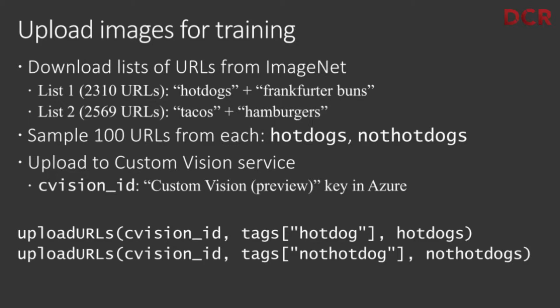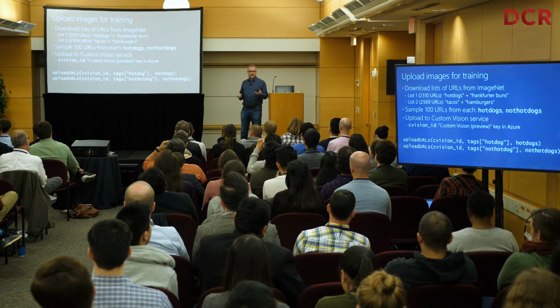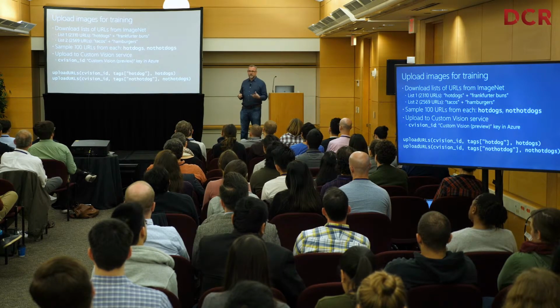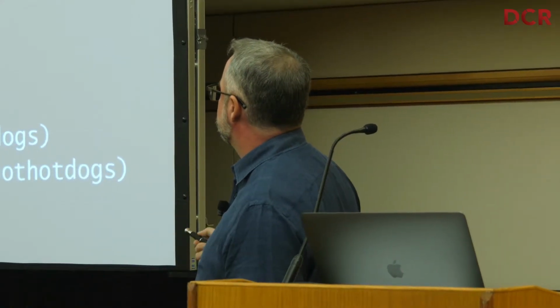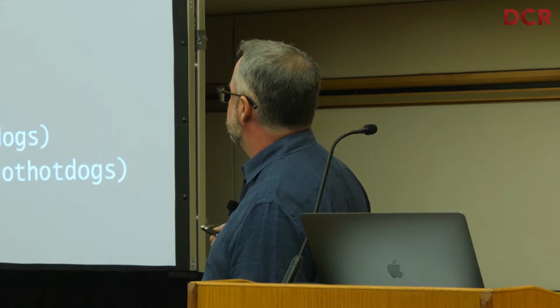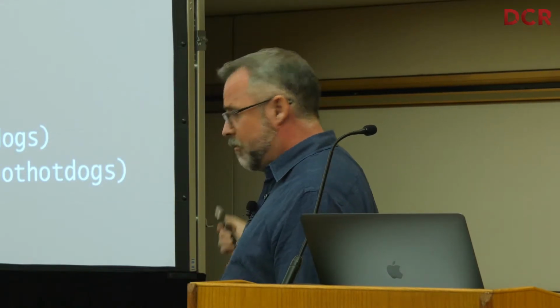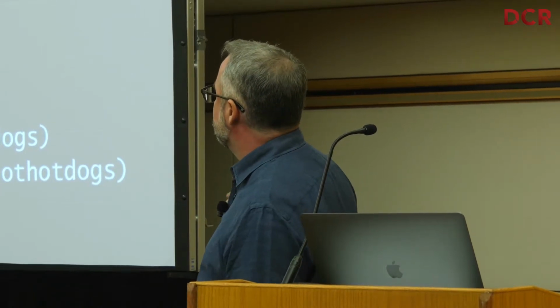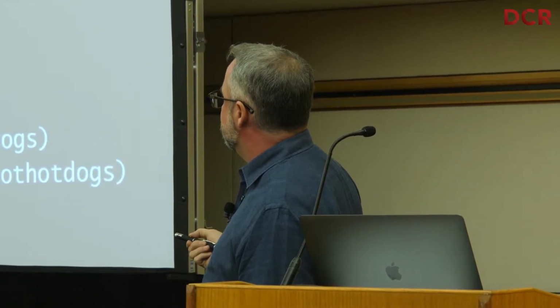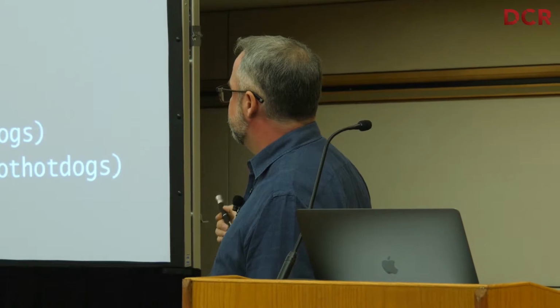Similarly, for my contrast set, things that look like hot dogs but are not actually hot dogs, I looked for tacos and hamburgers and got about 2,600 images for that, but I don't need that many. It turns out you only need a couple of hundred images for transfer learning to work well in a pre-trained network that's related to your field. So I just sampled 100 from each of those lists using R. All of the code for this, by the way, I will give you in a GitHub repository at the end of the talk. And then I just wrote a function in R to upload them to the Custom Vision service.